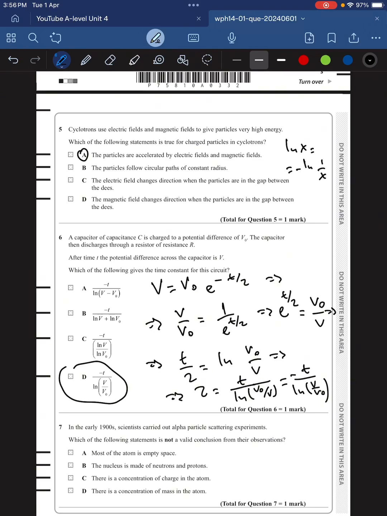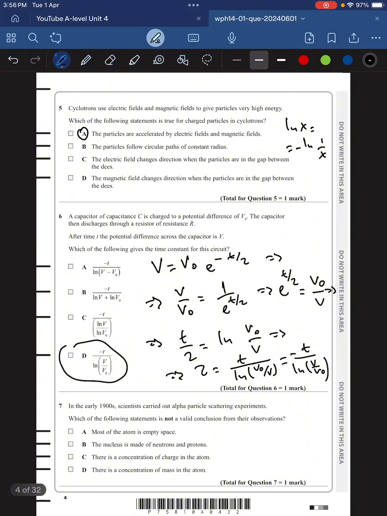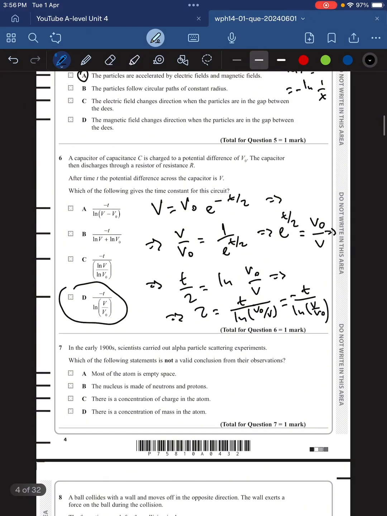Okay, now let's go to question 7. In the early 1900s, scientists carried out alpha particle scattering experiments. Which of the following statements is not a valid conclusion from their observations? So let's go read the statements. Most of the atom is empty space. That's true.